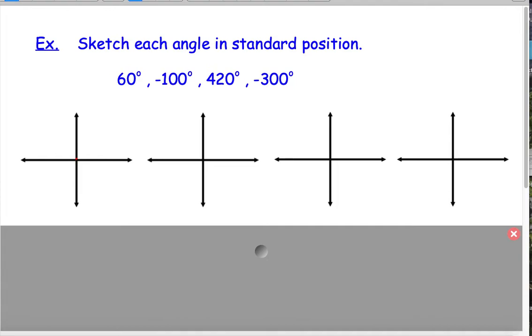Well, what we're going to do is start on the positive x-axis, and that's called our initial side of our angle. And then 60 degrees is about right here. And so that's the terminal side of our angle. Negative 100. So our initial side is the positive x-axis. This time though, instead of going counterclockwise, we're going to go clockwise. So 90 degrees, boom. A little bit past negative 90 there. There's negative 100 degrees.